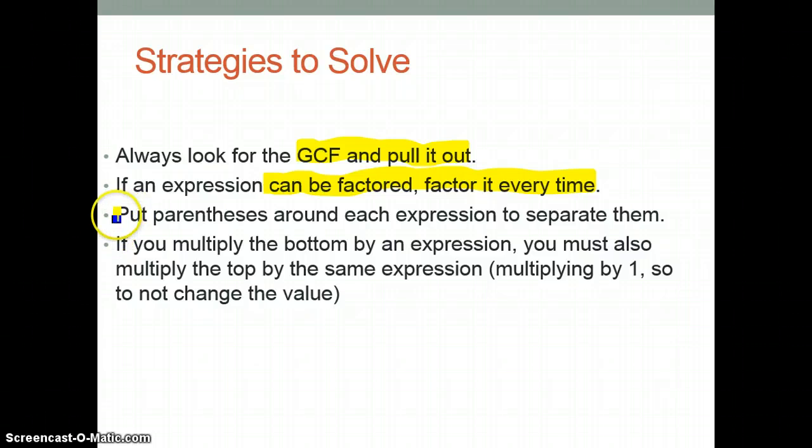The next one's going to be a huge one. We're going to put parentheses around each expression. We're going to do this very first step every time on these problems. It's going to help us organize it, and it's going to help us keep these factors separate.